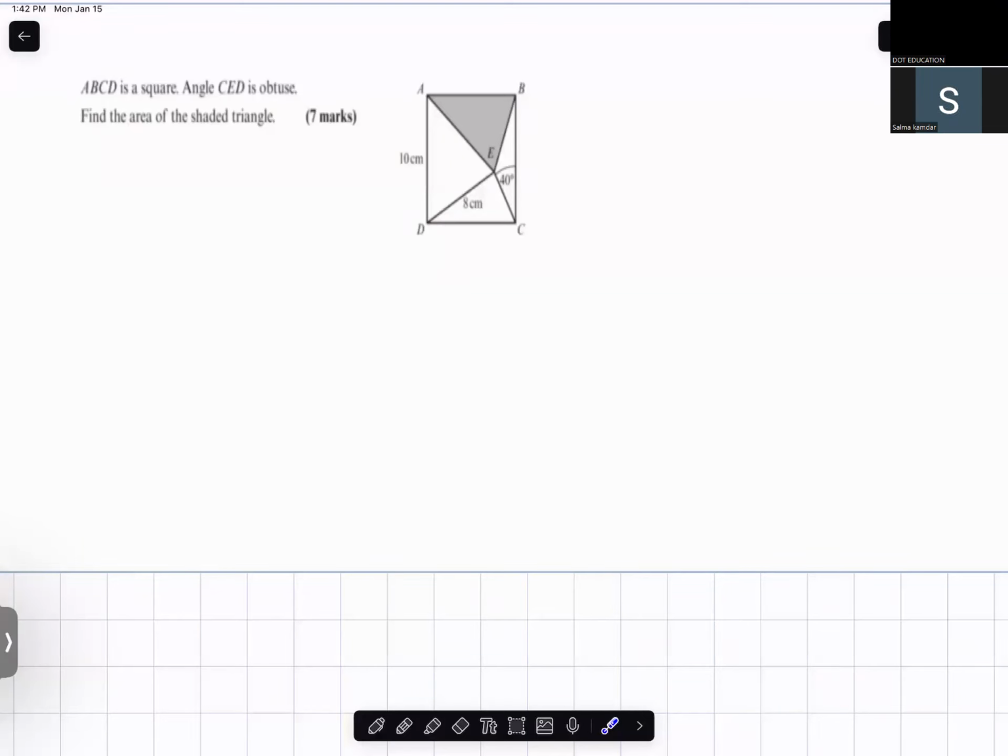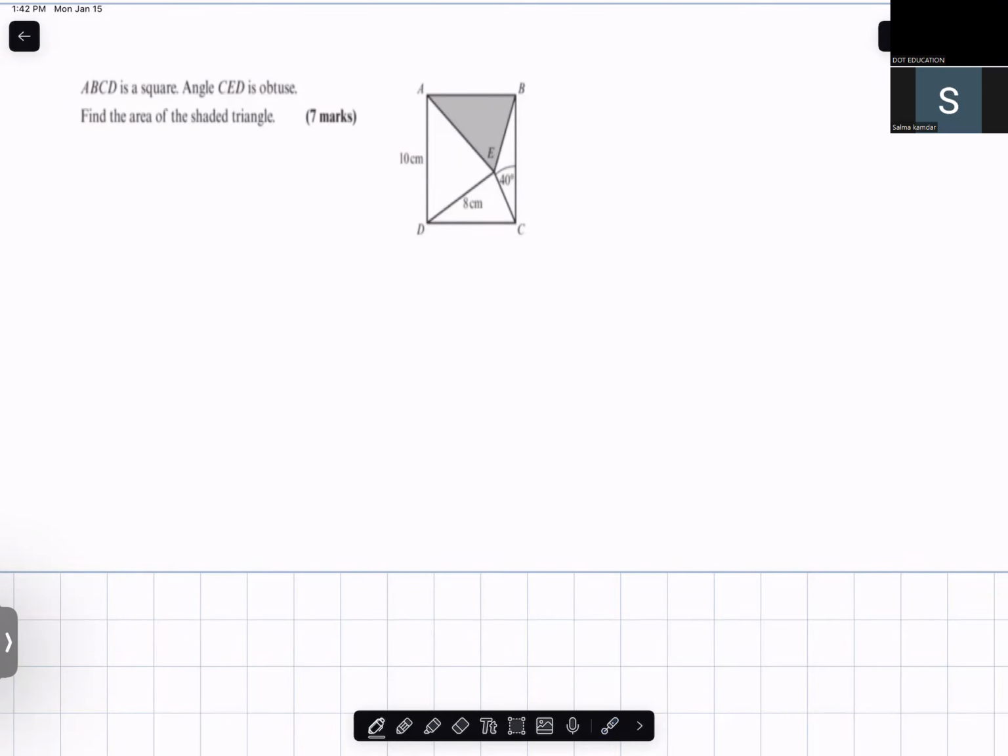So looking at the shape, we have a square, and we're looking for the area of the shaded triangle in the given question, which is this triangle ABE. So first of all, we have to find a given side or an angle in order to be able to find that. So we apply our sine rule to that.